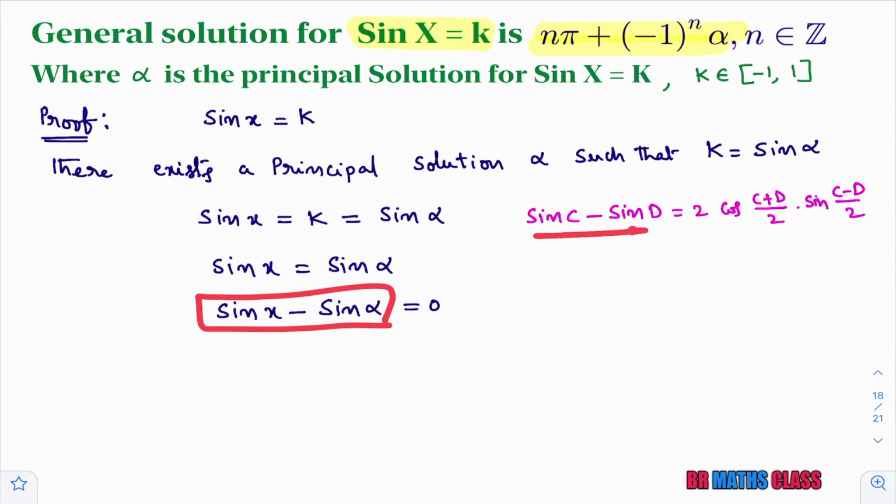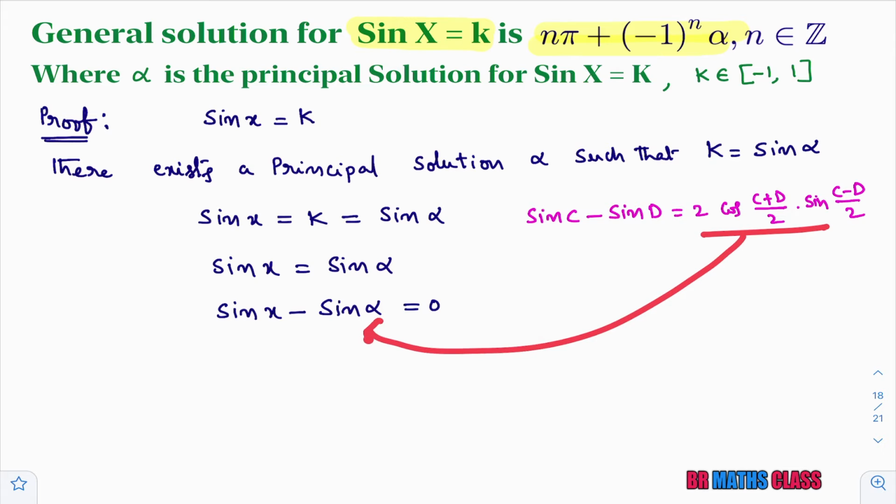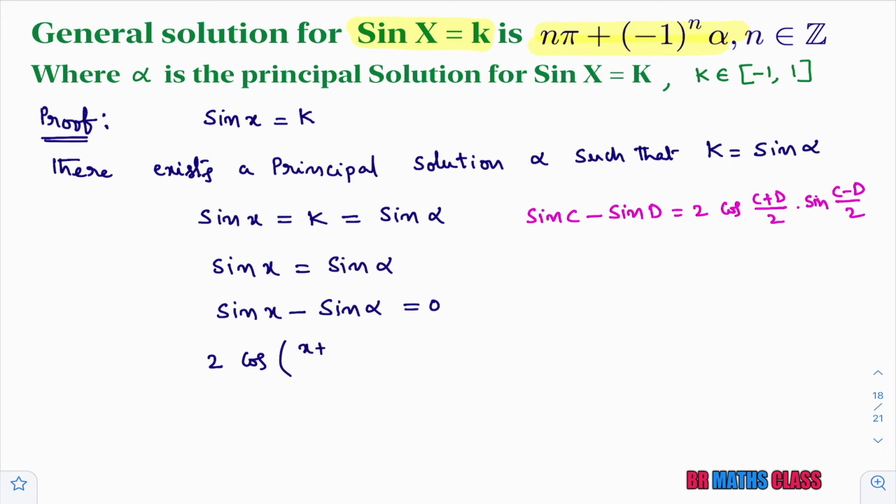The formula for sin c minus sin d is 2 cos (c plus d)/2 into sin (c minus d)/2. So, this formula I'll apply here. Sin c minus sin d: the formula is 2 cos (c plus d)/2, that is (x plus alpha)/2, into sin (c minus d)/2, that is (x minus alpha)/2, equal to 0.